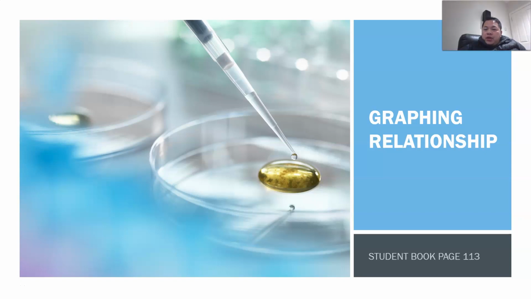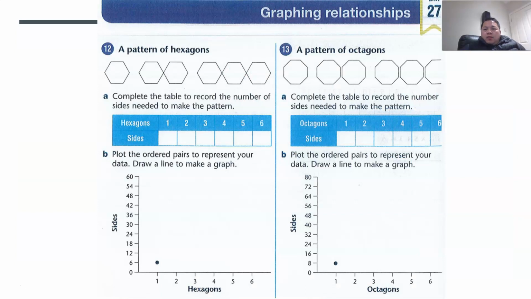So please turn to page 113 in your student book. Let's start our lesson. Today we'll learn how to graph a certain pattern that's being established in a table. So what we are doing is actually a linear equation graph. Whenever you hear linear, it means it's a straight line graph.